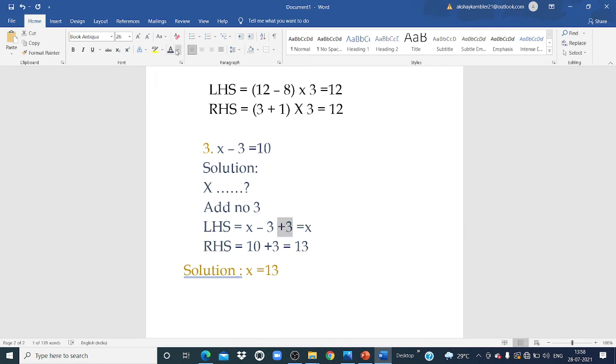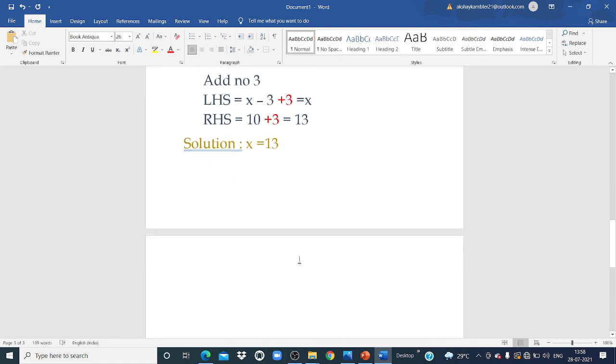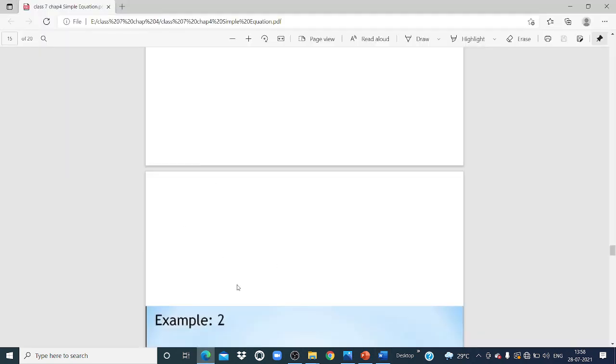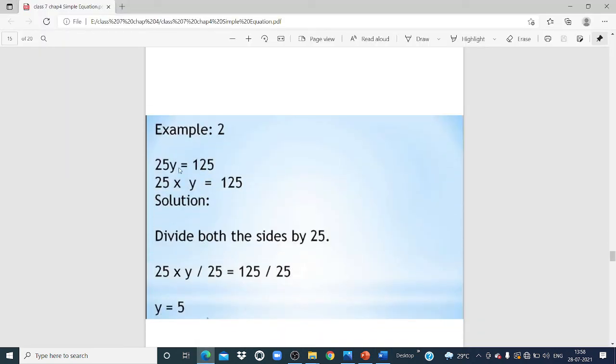What did I do over here? I did plus 3. I'll use a different color so that you will get an idea. Plus 3. Clear? Same thing, same condition happens for multiplication and division also. Before that, we will read example number 2.